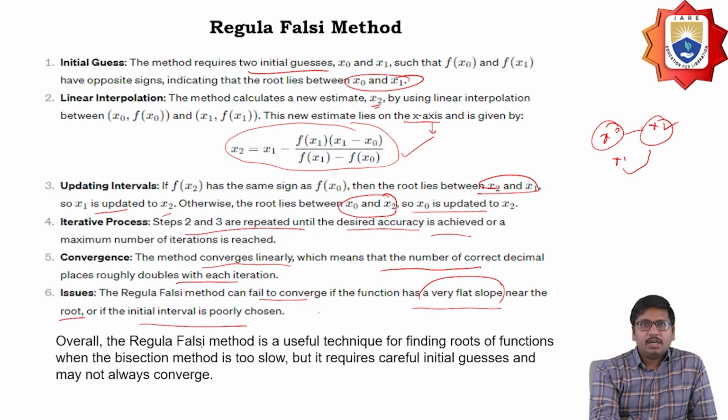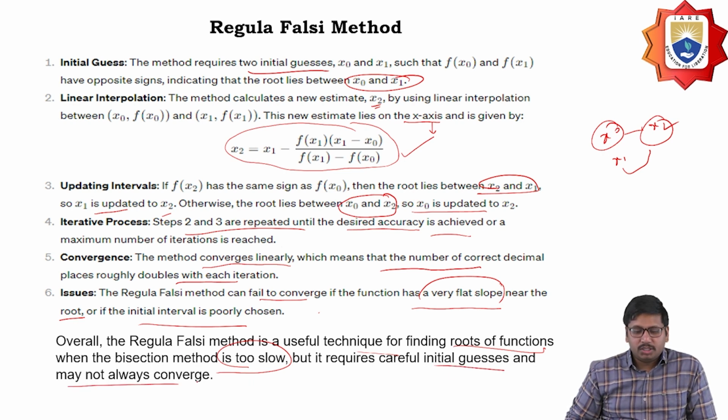Overall, Regula Falsi is a useful technique for finding the roots of a function when the bisection method is too slow, but it requires carefully chosen initial guesses and may not always converge.